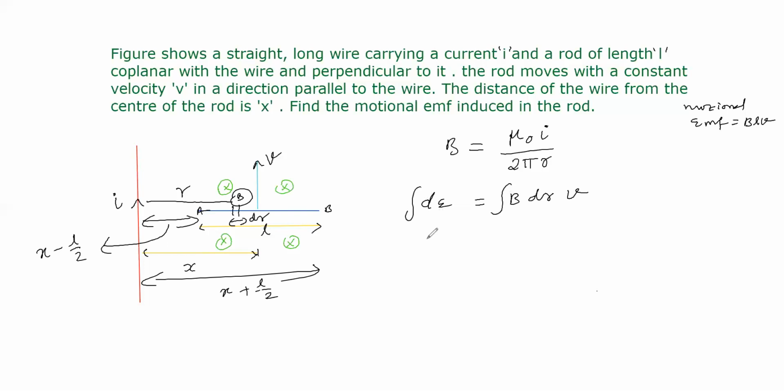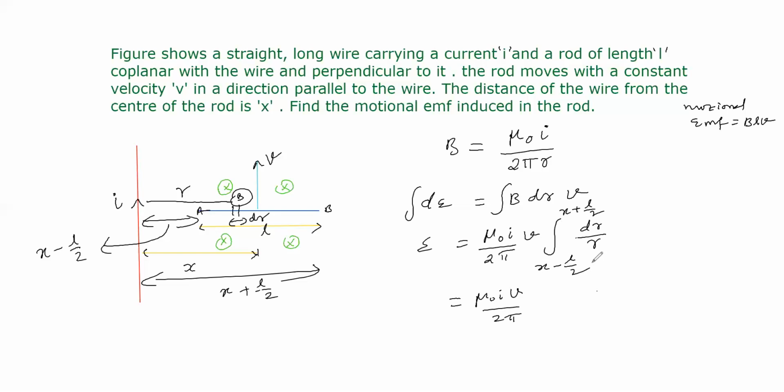The integral of dE is equal to E, and here we substitute the value of B. Since mu naught, I and 2 pi are all constant, we take them out of the integral. V is also constant, so we take V out of the integral as well. Inside the integral we have dr divided by r. The lower limit is x minus L by 2 and the upper limit is x plus L by 2. So we have mu naught I V divided by 2 pi into the integral of dr by r.